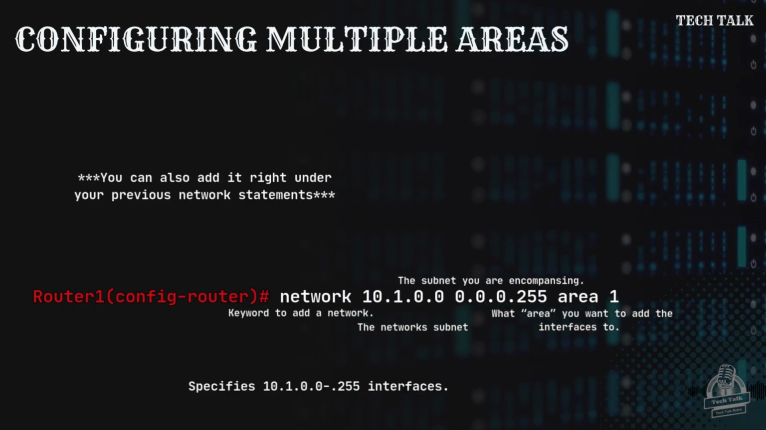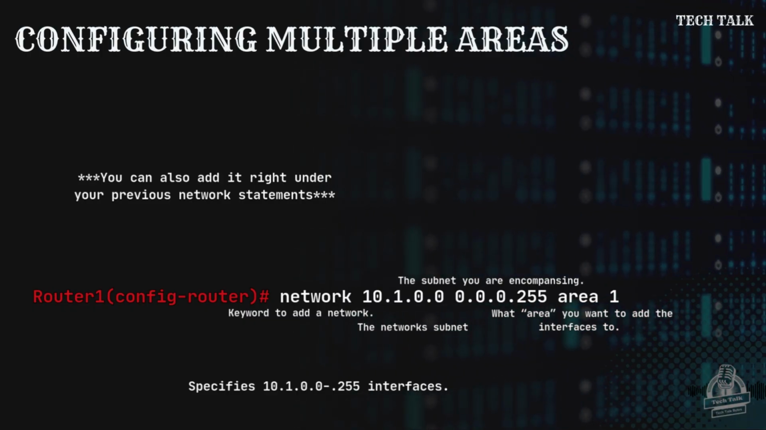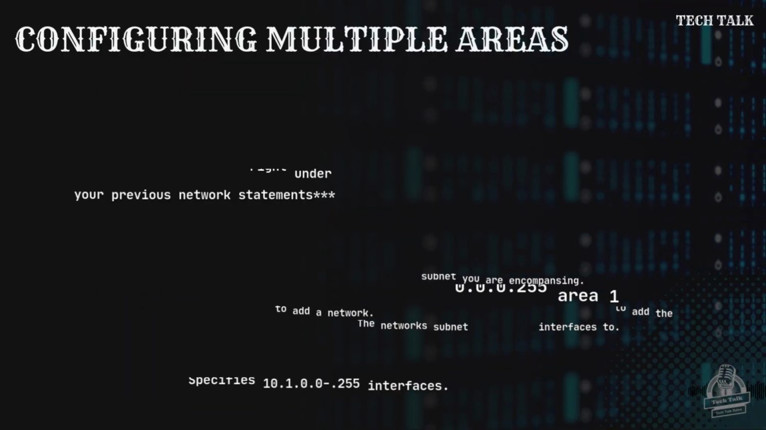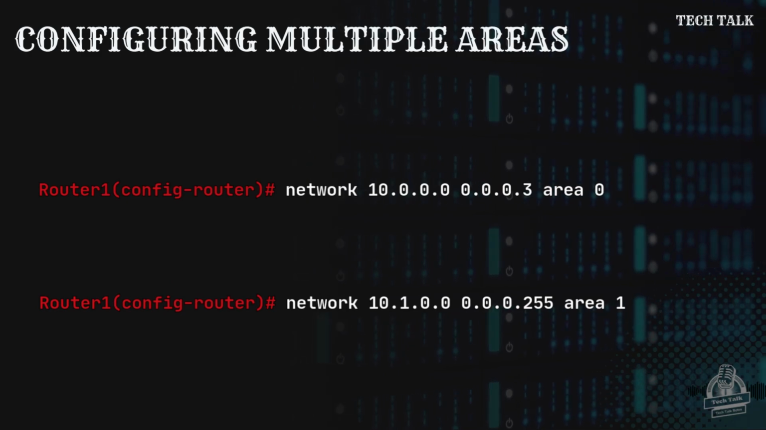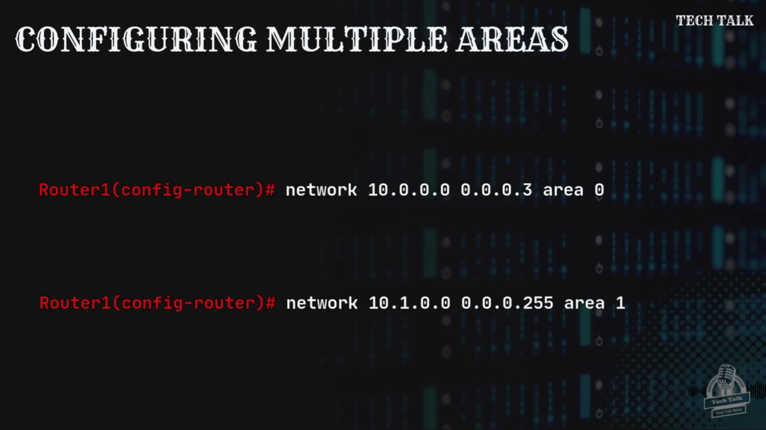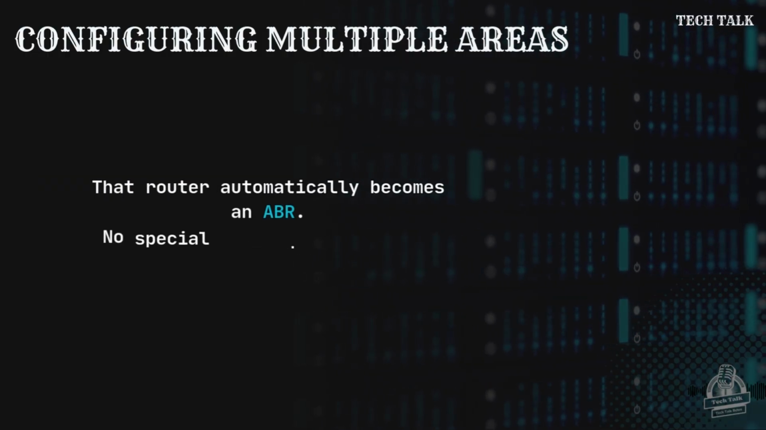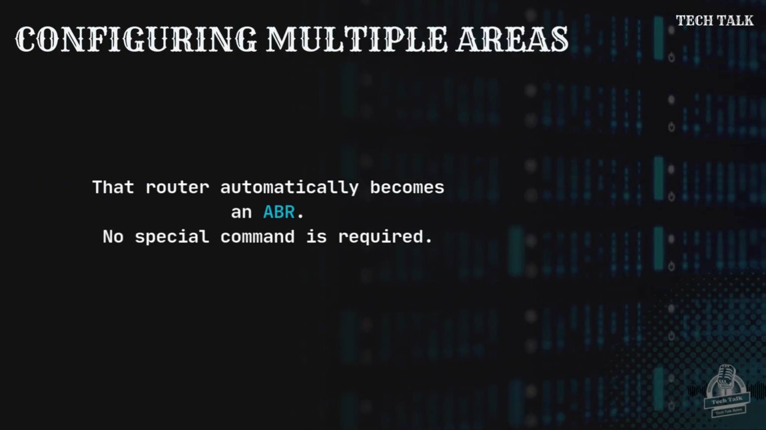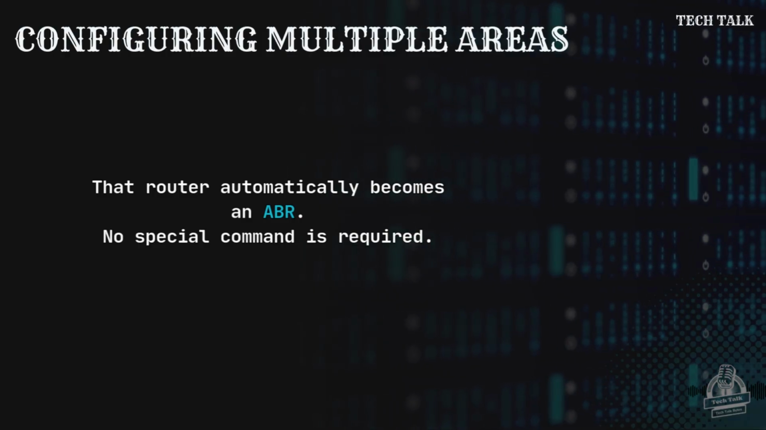10.1.0.0, wildcard mask 0.0.0.255, area 1. In this example, the first network places an interface into area 0. The second network places an interface into area 1. That router automatically becomes an ABR. No special command is required.